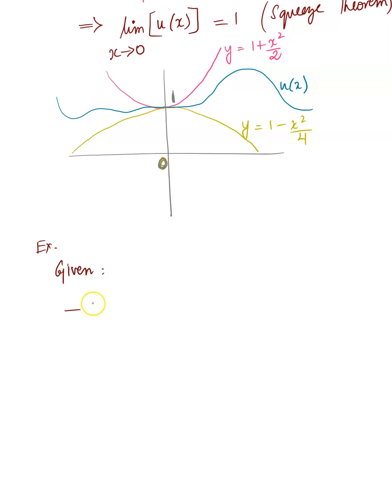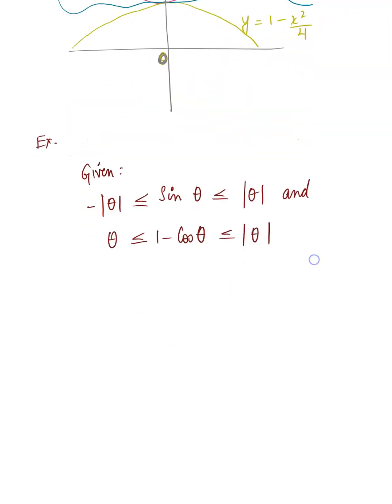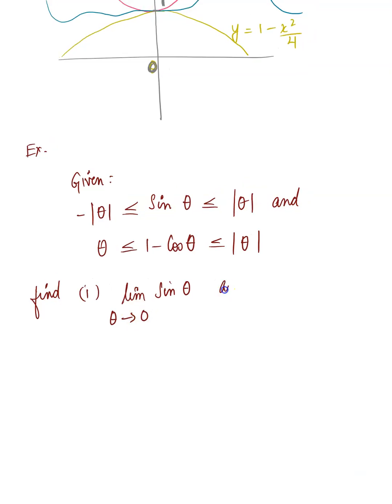Given negative absolute value of theta, so given these two, you're asking us to find the limit of sine theta as theta approaches 0 and the limit of cosine theta as theta approaches 0.